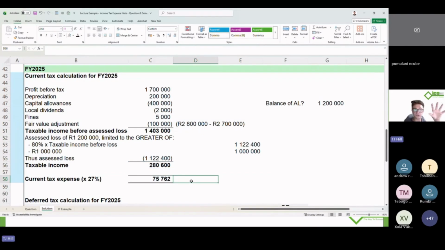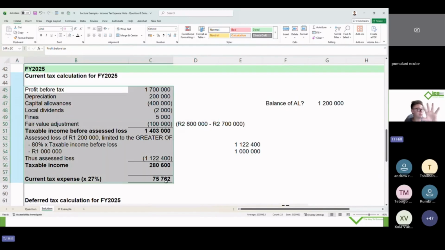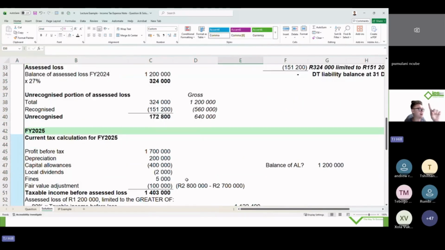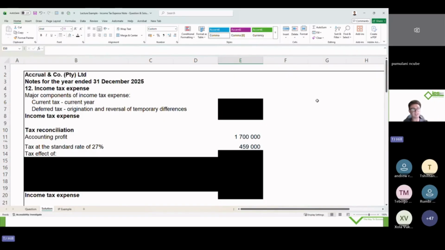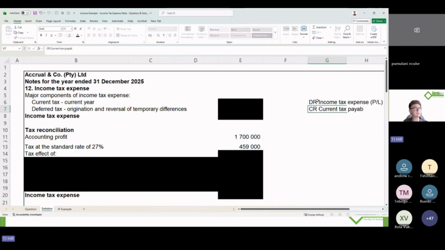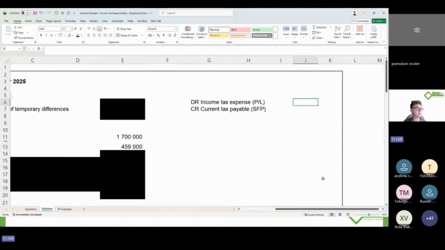I filled out my return on e-filing. Up until here, I'm done with SARS. Do you agree? This is a return on e-filing, simulated now. Now, I will pass a journal entry. My journal will be debit income tax expense P&L, credit current tax payable SFP. You can also say SARS liability. You can call it what you want to call it.